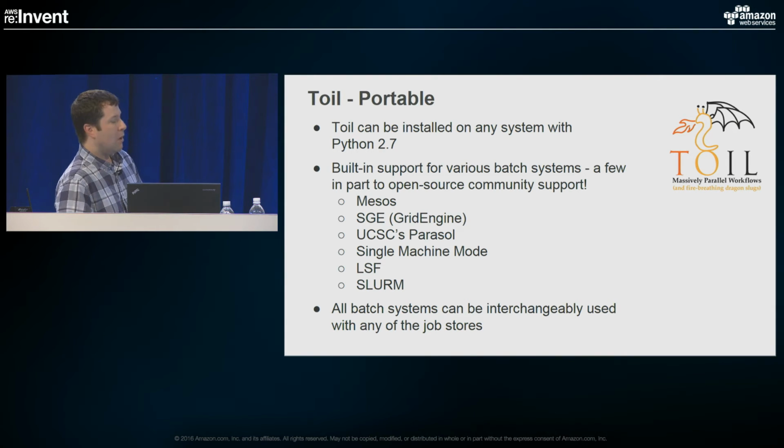In addition, we're supporting various environments. In production, we're using Mesos workers on AWS that are provisioned in an auto-scaling capability with Toil. But other batch processing systems have been submitted by the community, including SGE, LSF, and Slurm.